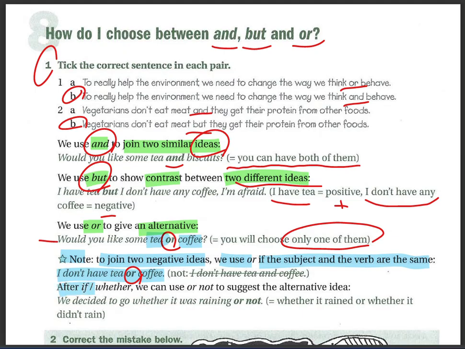And after if or whether, we can use or not to suggest the alternative idea. So after if and whether, we can use or not. Look at example. We decided to go whether it was raining or not. Anyway, they decided to go, yes? If it rains or not. In both situations, they decided to go. Great.